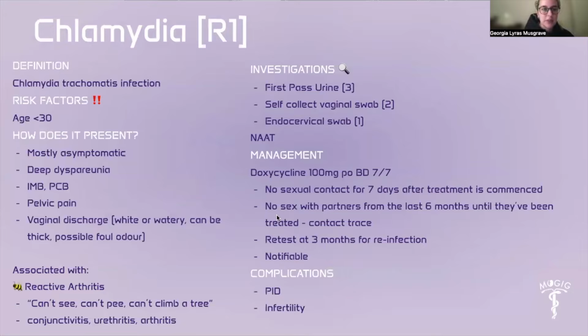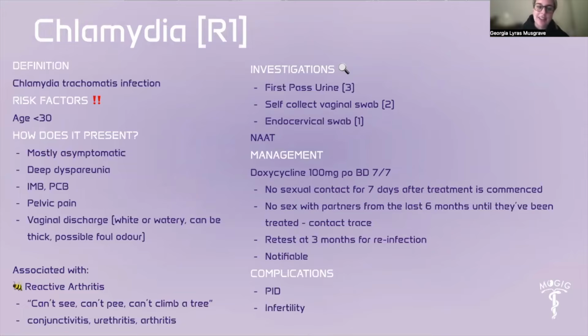So the bug is Chlamydia trachomatis. Risk factors, it's younger people. It's mostly asymptomatic, but can present with deep dyspareunia, abnormal uterine bleeding, pelvic pain, or a potentially thick, smelly vaginal discharge. The buzzword associated condition in chlamydia is reactive arthritis.